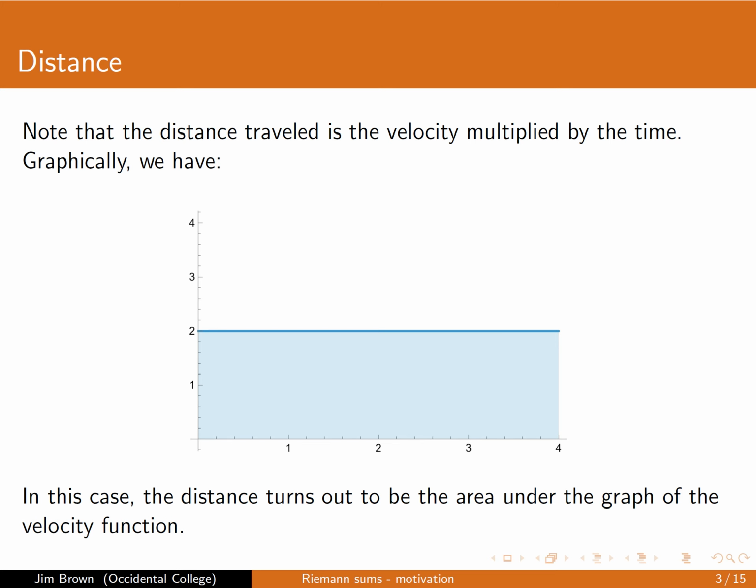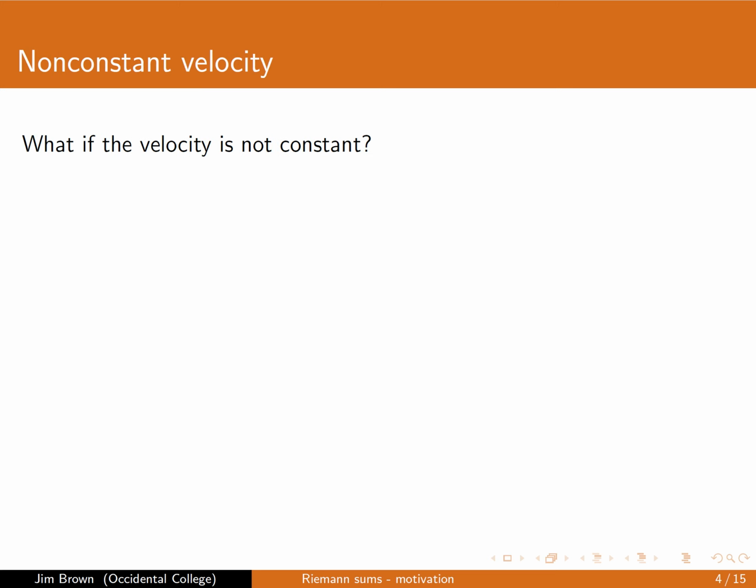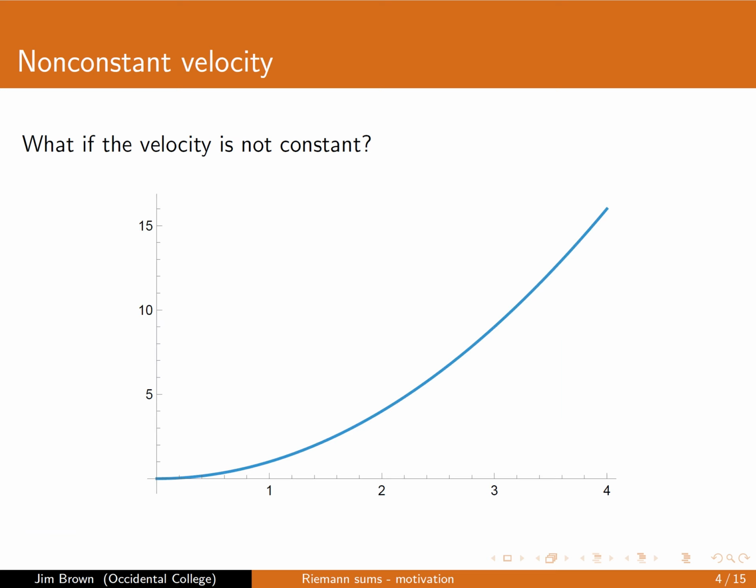But of course, we don't live in a world where the velocity is constant. So we need to figure out what we can do if the velocity is changing as time changes. So suppose we have a velocity function that looks like this. We start off with a 0 velocity, but then the velocity increases as the time increases. So our object is speeding up. How can we figure out the distance traveled by this object over the 4 seconds?